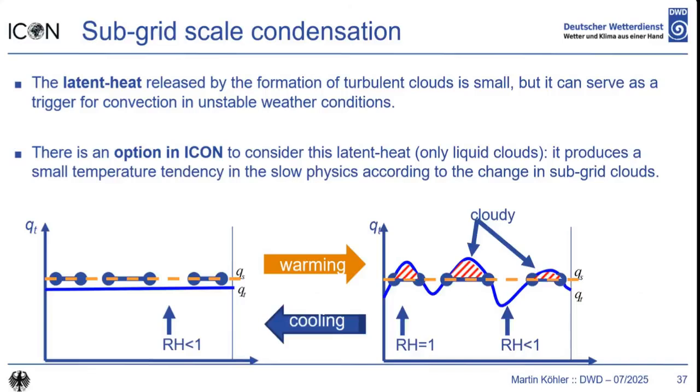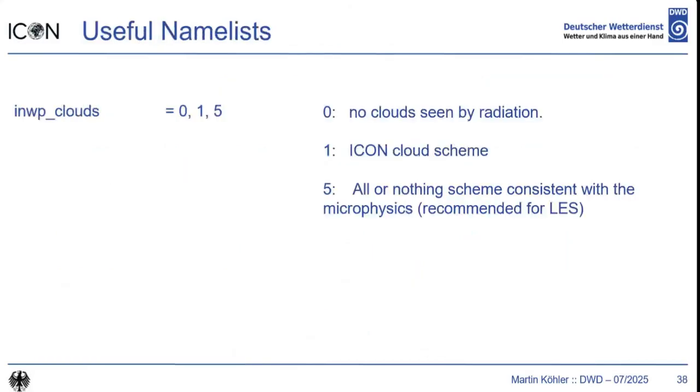So now these are small little clouds that happen on the subgrid scale. And one idea by Günther Zängl was that, physically, they should also contribute a little bit of latent heating to the model. And we've introduced an option. You can turn it on if you want. It has a little bit of an impact.